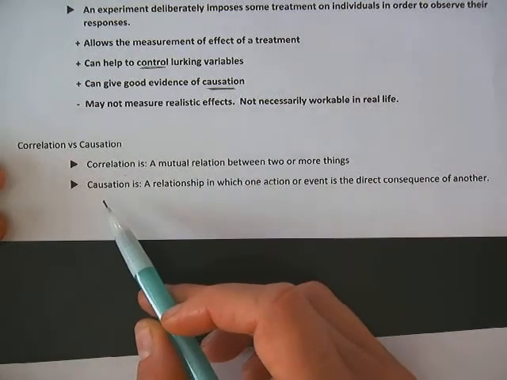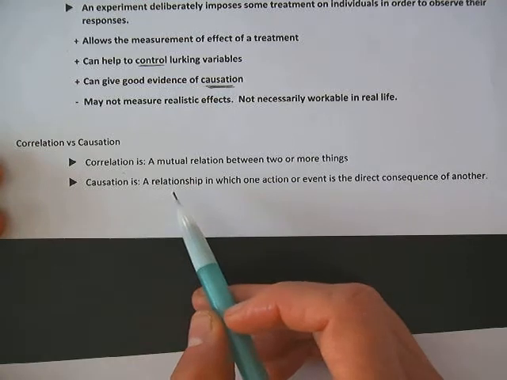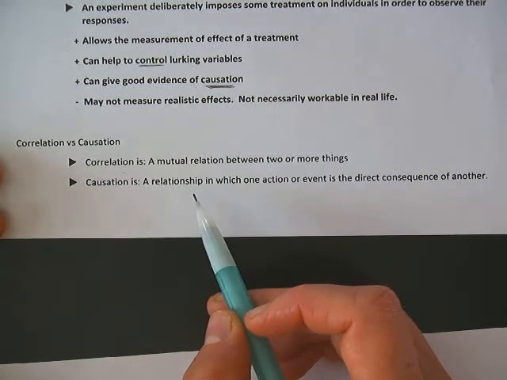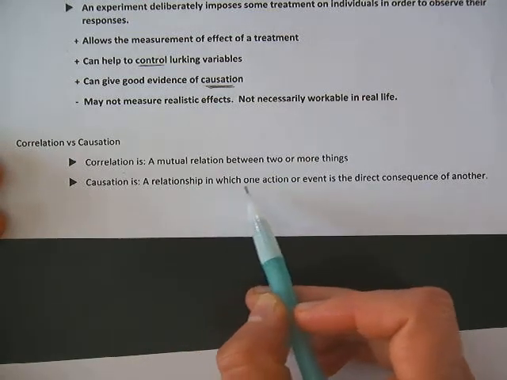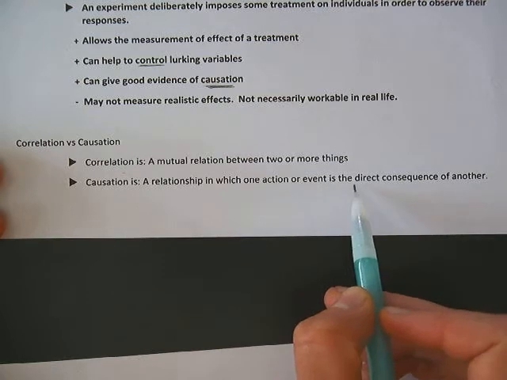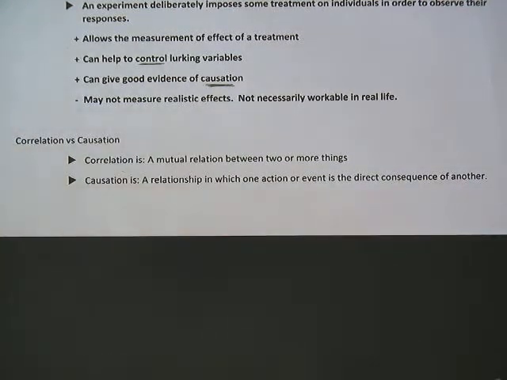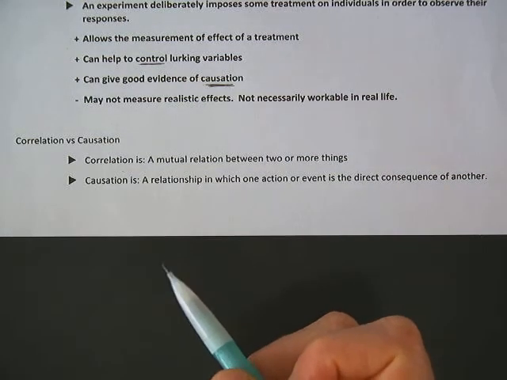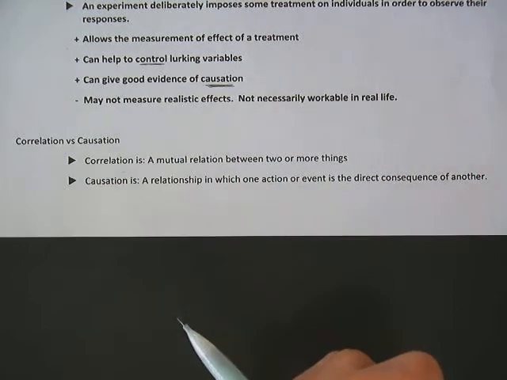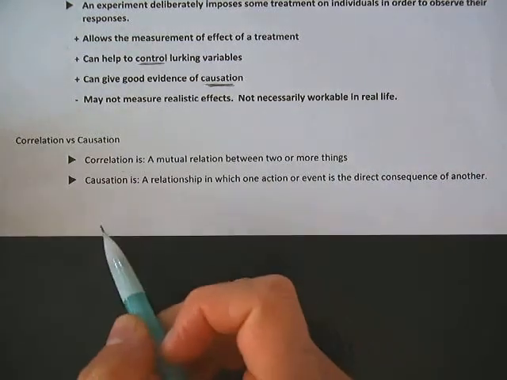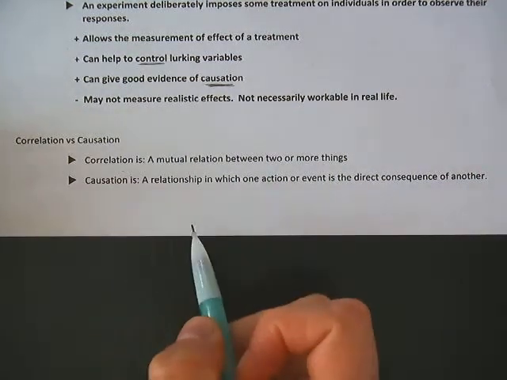Now, to say that two things cause each other, that means the relationship is a relationship in which one action or event is the direct consequence of another. So to say that there is a causation means that one thing actually causes the other to happen. And so saying there's a causation is a little bit more of a hard thing to prove, just because not everything causes something else to happen.